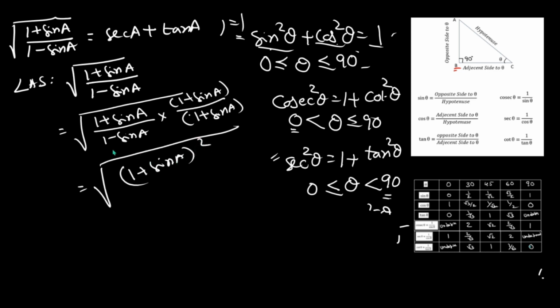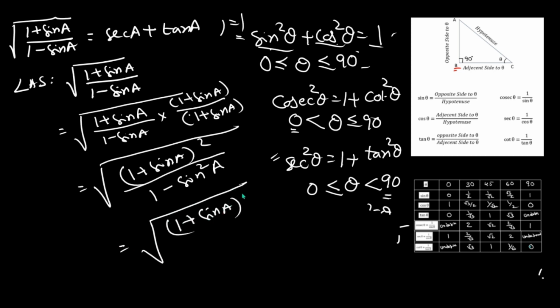Here, 1 minus sine A and 1 plus sine A, what can we write? It will become A plus B into A minus B, which is A square minus B square. B square is sine square A. So the square root of it is 1 plus sine A whole square divided by 1 minus sine square A. What can you write for 1 minus sine square A? Sine square theta plus cos square theta is 1. Now 1 minus sine square theta is cos square theta, right? From this you can write cos square A.